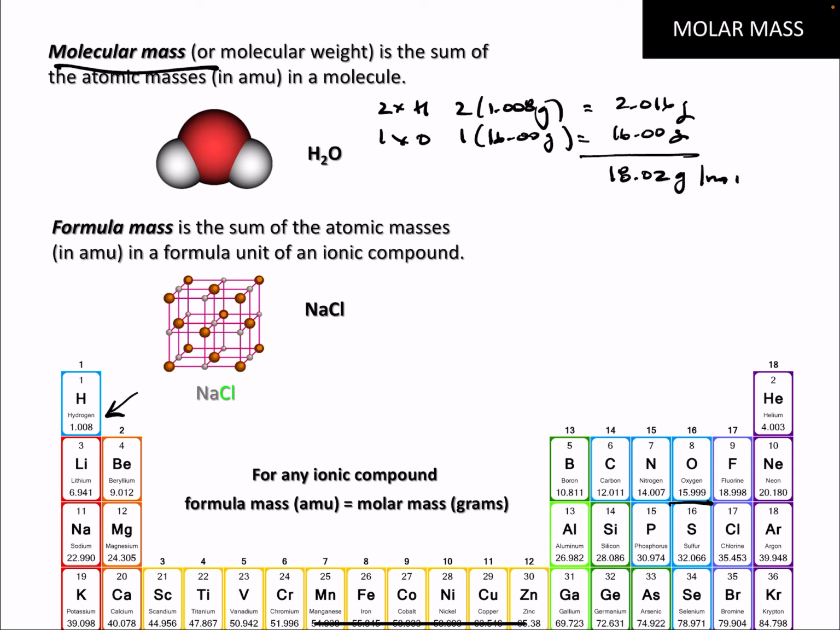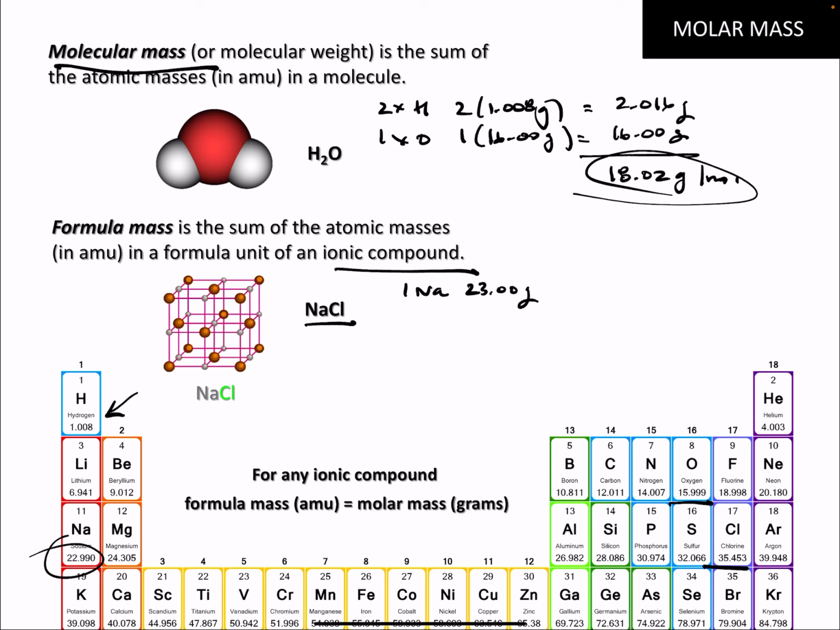That's the molecular mass, the mass of a molecule, and practically it's the molar mass, and that's what we're interested in. Formula mass is the sum of the atomic masses for an ionic compound. So if we had sodium chloride, what will the formula mass be? I have 1 sodium at 23.00 grams. I guess this is really AMU in this case, but like I said, practically we're interested in the molar mass.